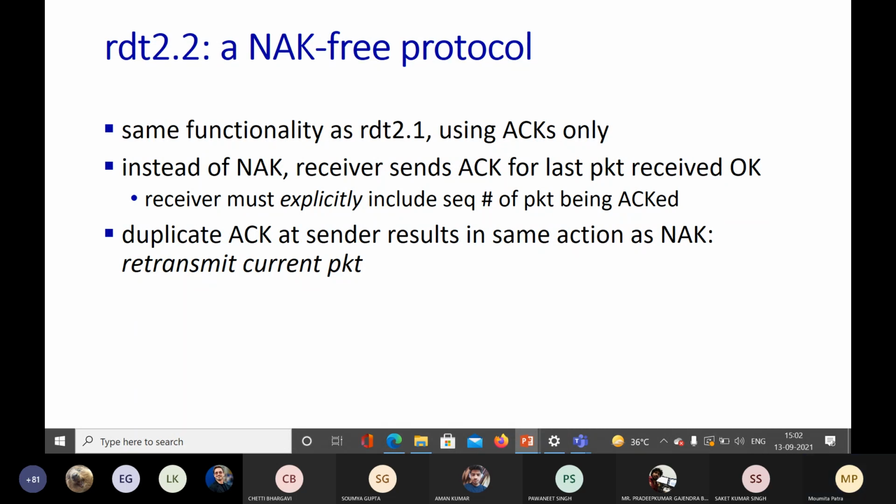All right. So today we are going to go ahead with the next cases. Today we are going to start with RDT 2.2.